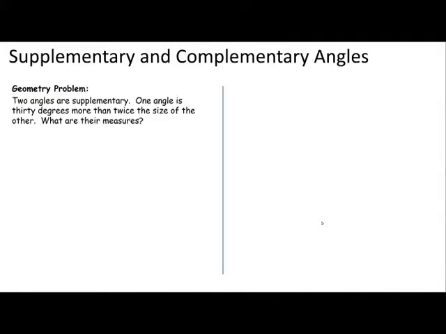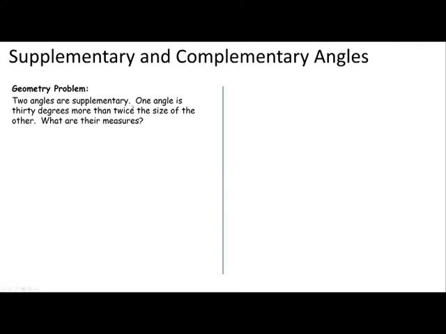For today, we're going to focus more specifically on geometry problems. And I've given you a geometry problem right here that's pretty standard, and it would appear in a lot of algebra and geometry textbooks. So let's take a look at what it says. Two angles are supplementary. One angle is 30 degrees more than twice the size of the other. What are their measures?